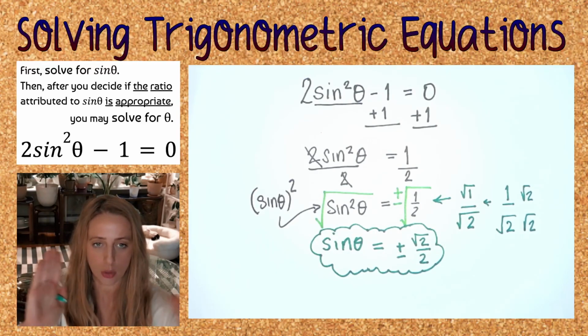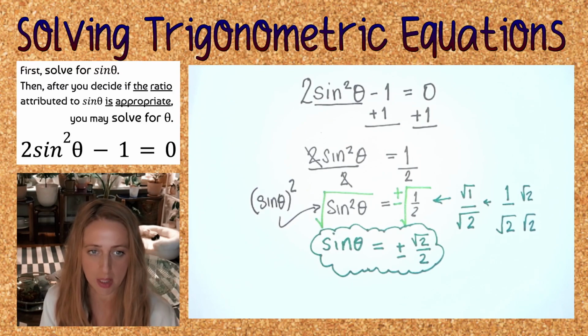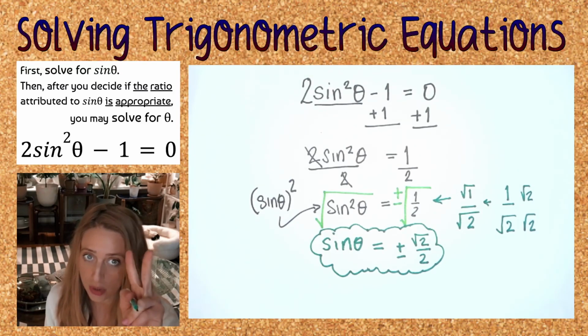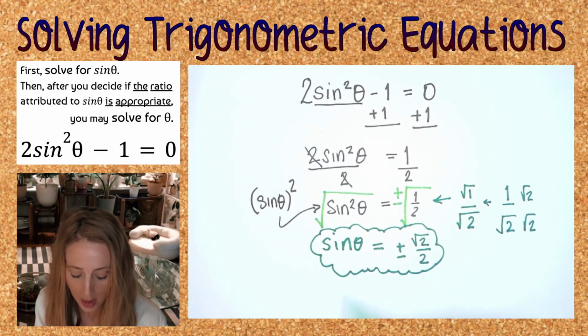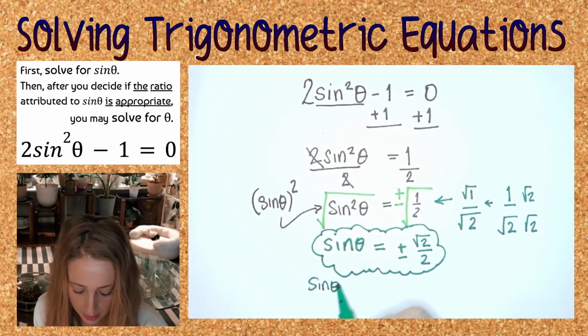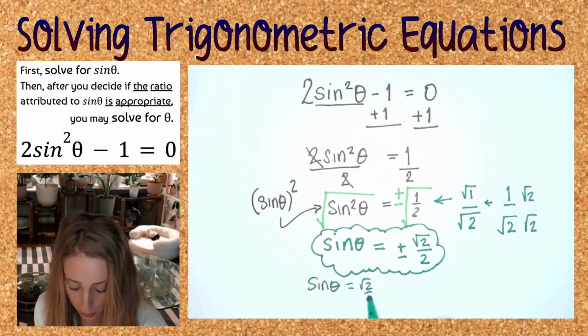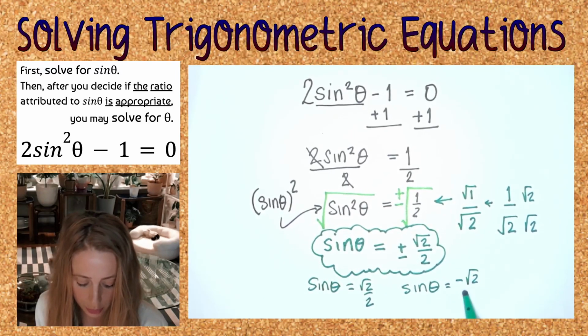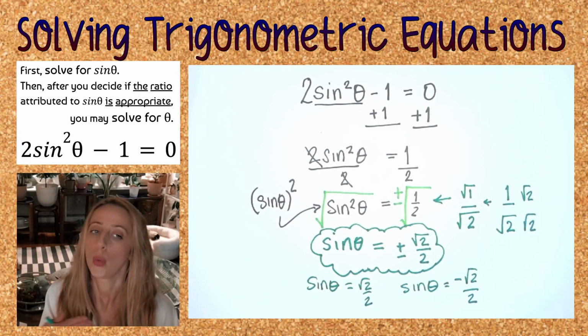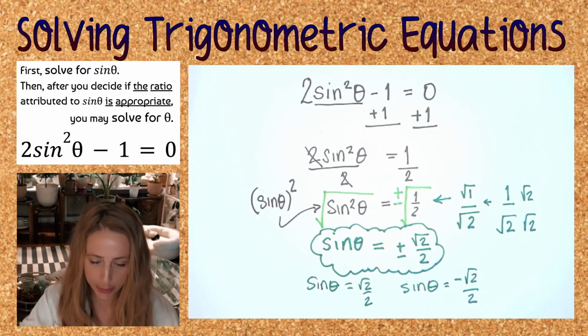All you needed to do was to get that statement. What does sine of theta equal? Those two things. Two things, yes. Plus minus is not one thing, you silly geese. So it's really saying sine theta equals root 2 over 2, and sine theta equals the negative root 2 over 2.